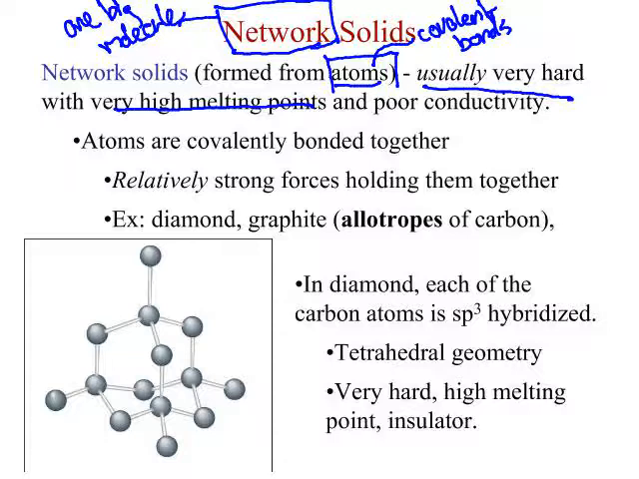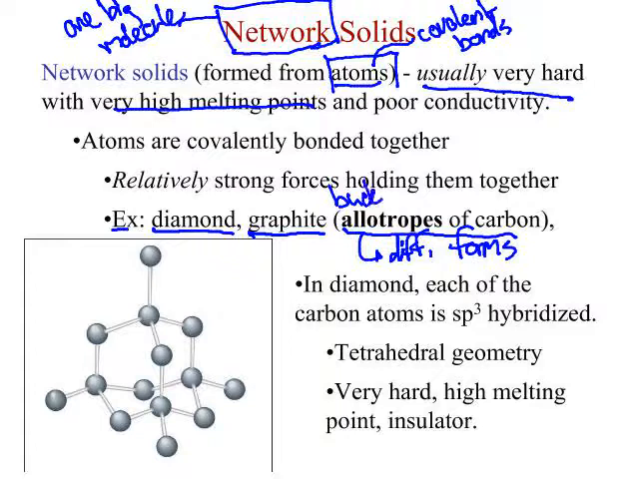Examples. The classic examples of network solids are all allotropes of carbon. If you see this word allotropes, that means different forms of the elements. So carbon can exist in several different forms as pure carbon. One is diamond, another is graphite, and of course somebody's going to ask, can't it also be Buckminsterfullerene? And the answer to that question is yes. These are the different allotropes of carbon, and the difference between these different network solids is the type of bonding that they participate in.